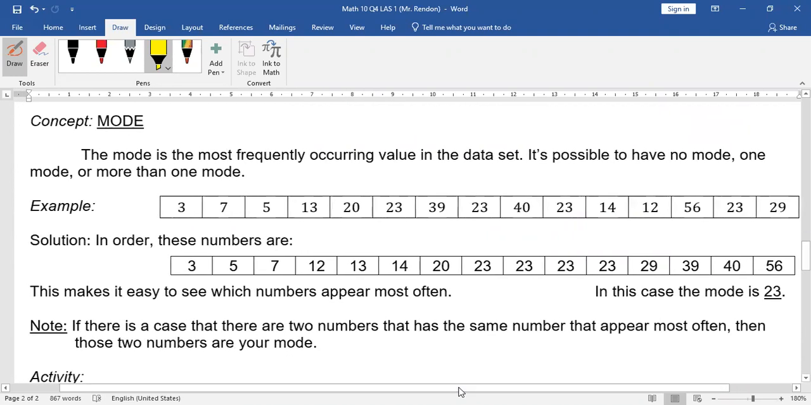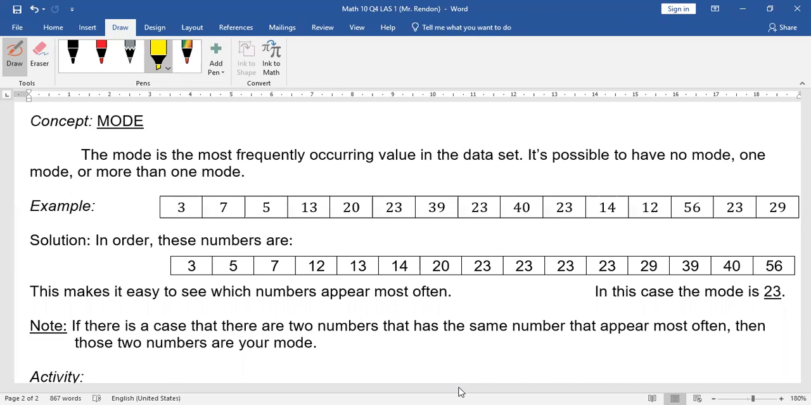The mode is the most frequently occurring value in the data set. It is the value you see the most number of times in the given data set. It is possible to have no mode, one mode, or more than one mode. Unlike the mean and median, where you can only have one, for the mode you can have as many as possible, as long as it is correct. The only qualification for the mode is that it should appear the highest number of times in the data set.